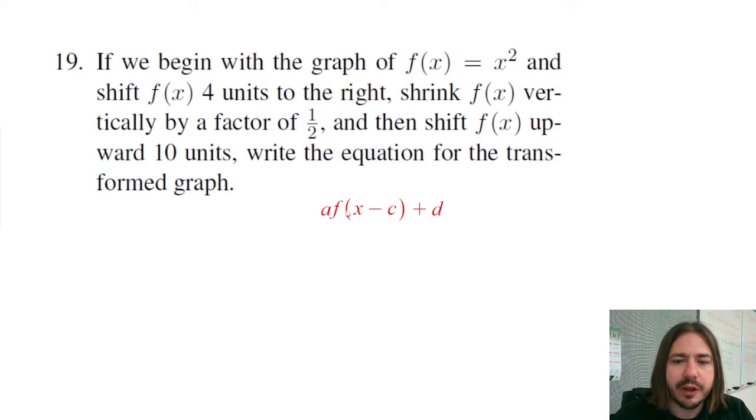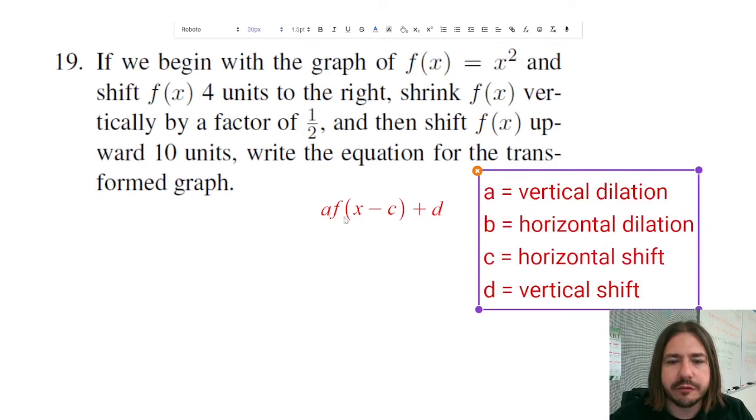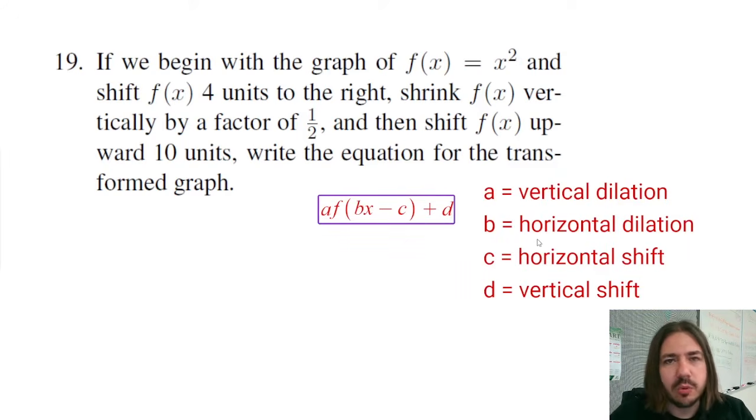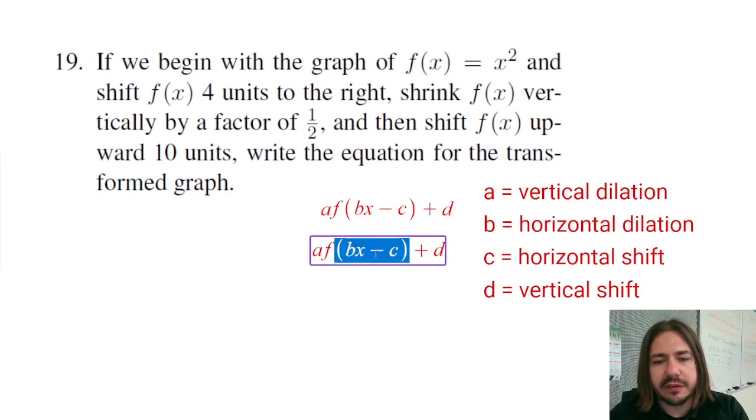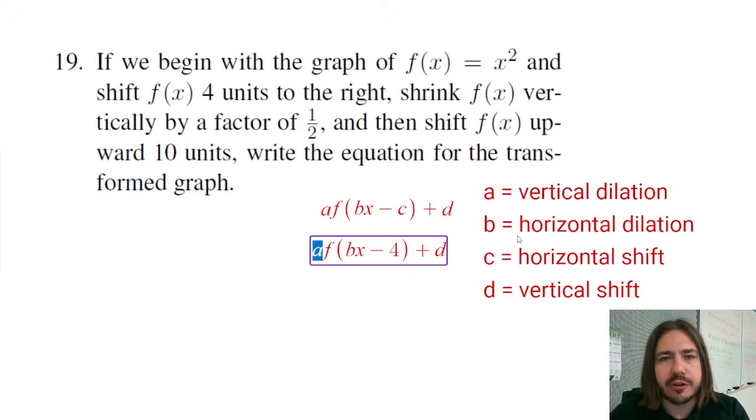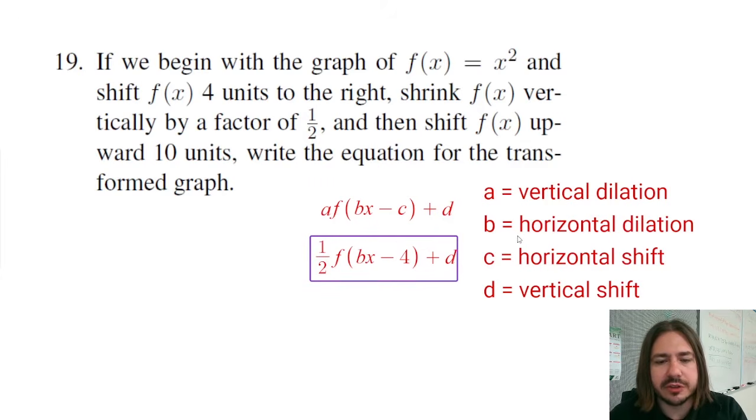And so if you write your function in this form, the a value here will cause a vertical dilation. A b, which isn't going to come into play for this problem, causes a horizontal dilation. C causes a horizontal shift, and D causes a vertical shift. So if we're trying to write a transformed version of f of x, what we want to do is first shift it to the right 4 units. And so this C is going to be 4. We also want to shrink it vertically by a factor of 1/2. Well, that's a vertical dilation, and so we're going to change this to 1/2.